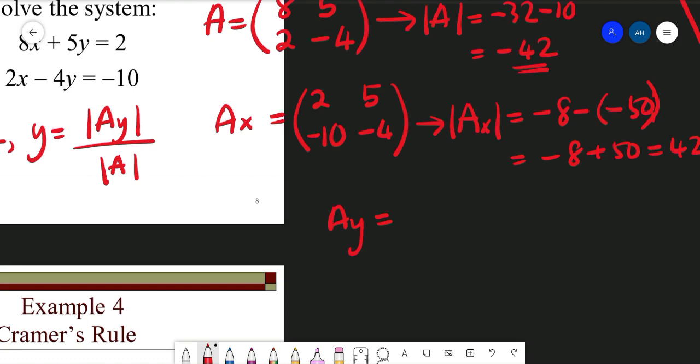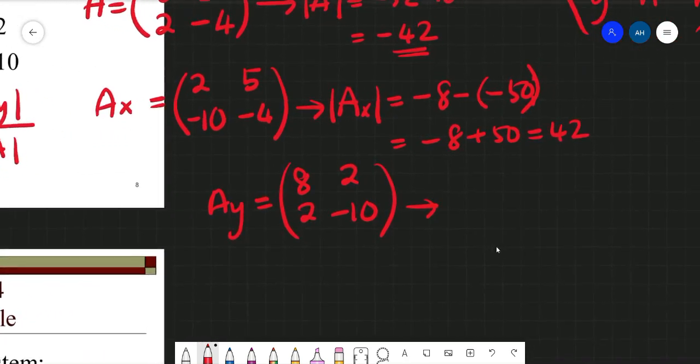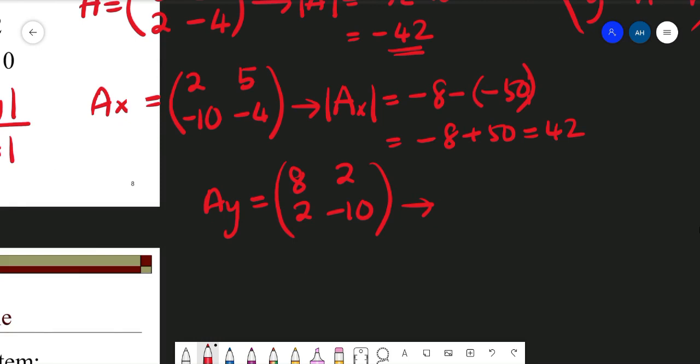Ay is equal to, the first column is the same, that is 8 and 2. Now for the second column, we are going to replace it by the right hand side, that is 2 and negative 10. From here we can find the determinant of matrix Ay. So the determinant of Ay is equal to 8 times negative 10 is negative 80, minus 2 times 2 is 4, is equal to negative 84.